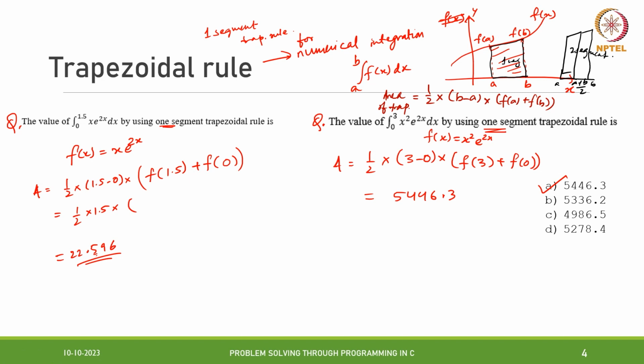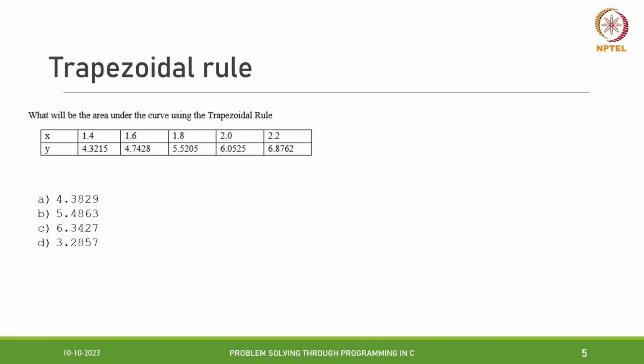Now we'll see a question where we have to use the multi-segment trapezoidal rule. So here you are directly being asked what is the area under the curve using the trapezoidal rule, and you are given values of x and y. So you will consider one trapezoid between 1.4 and 1.6, one trapezoid between 1.6 and 1.8, one trapezoid between 1.8 and 2.0, and one trapezoid between 2.0 and 2.2.